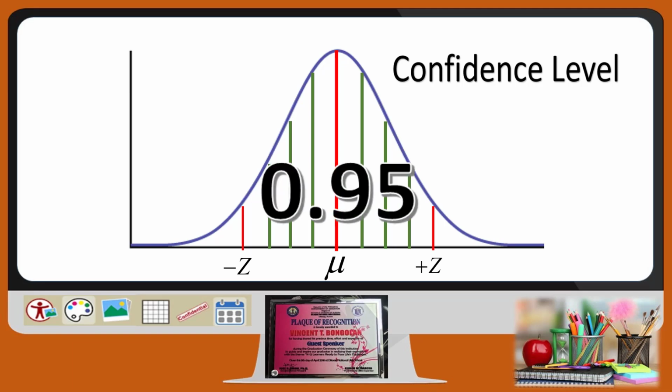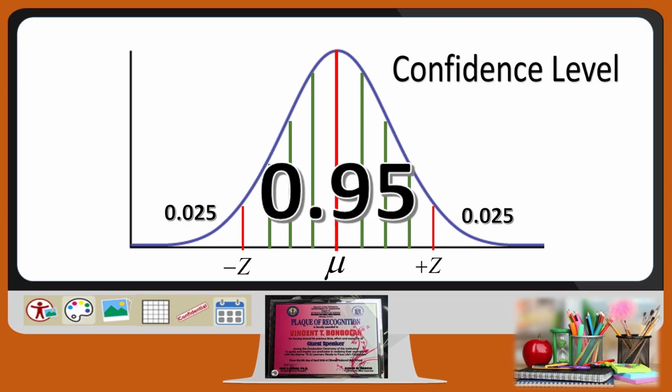0.95. So the area between this is 0.95. The remaining area beyond the negative z-score and the positive z-score corresponds to the remaining 5%. We need to divide the 5% for each side, so we get 0.025 for the positive z-score and 0.025 for the negative z-score.